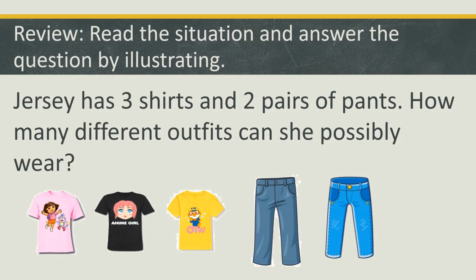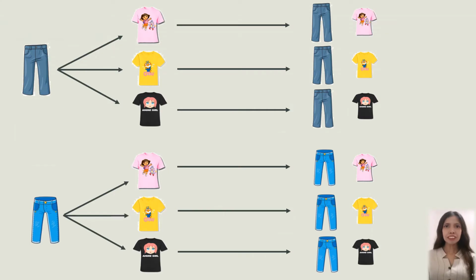Let's review. Read the situation and answer the question by illustrating. Jersey has 3 shirts and 2 pairs of pants. How many different outfits can she possibly wear? So grade 6, you're going to illustrate your answer. So let's find the answer. So the answer is there are 6 different outfits that Jersey can wear for the 3 shirts and 2 pants.